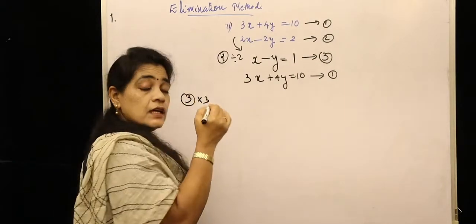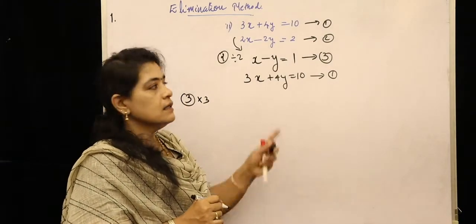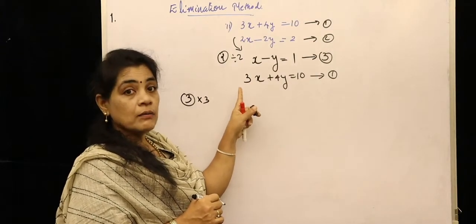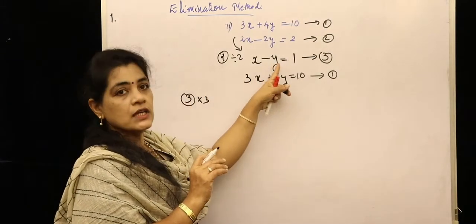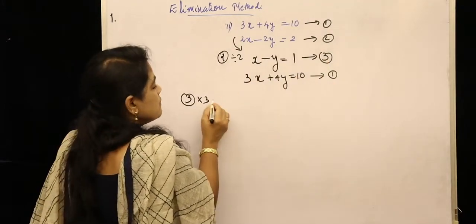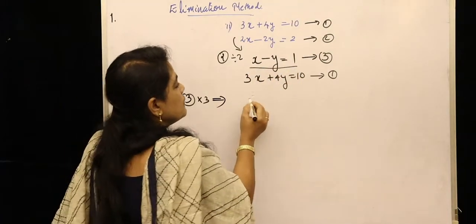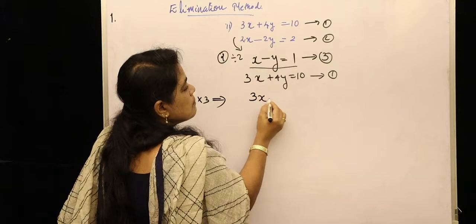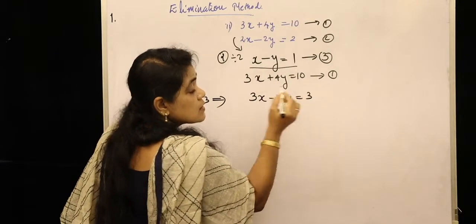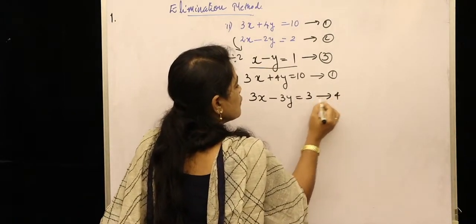Where do we get this 3? 3 is the coefficient of x in the first equation. That is, 3 should be multiplied with this equation. Don't confuse it with that number 3. So this equation should be multiplied with 3. So 3x minus 3y is equal to 1 into 3, and the RHS is also multiplied by 3. So you have this equation number 4.